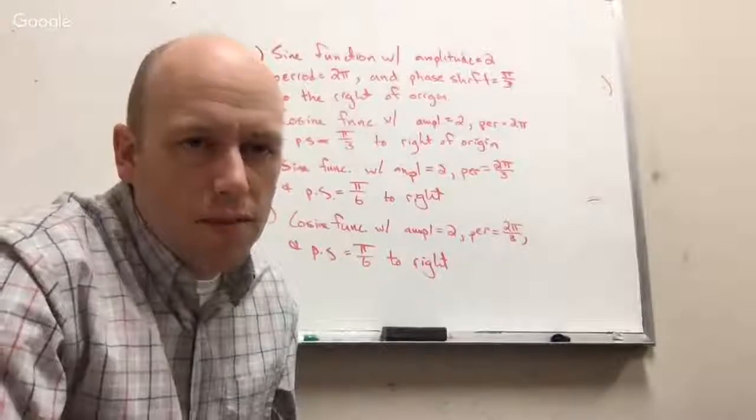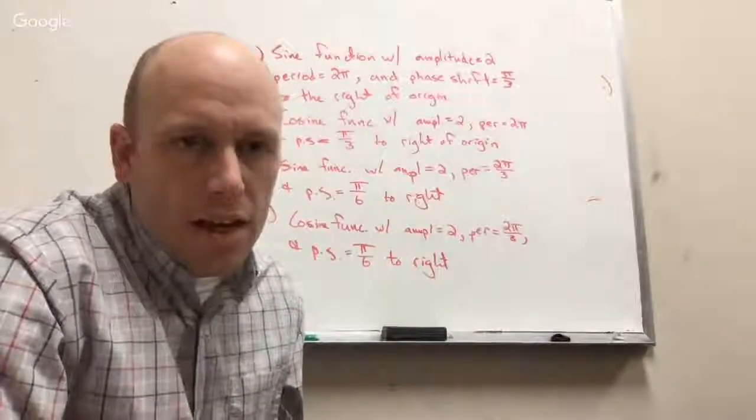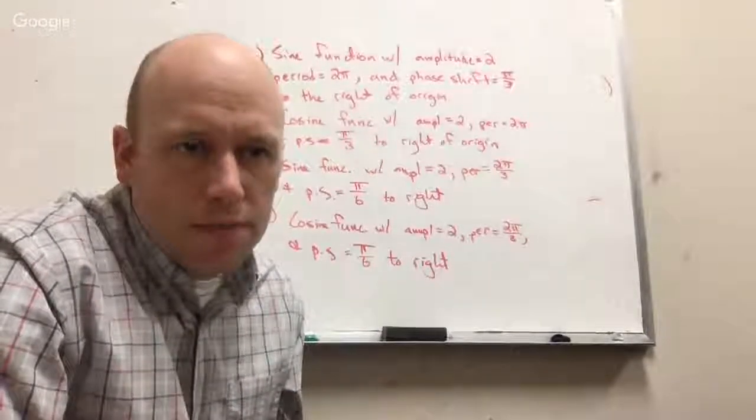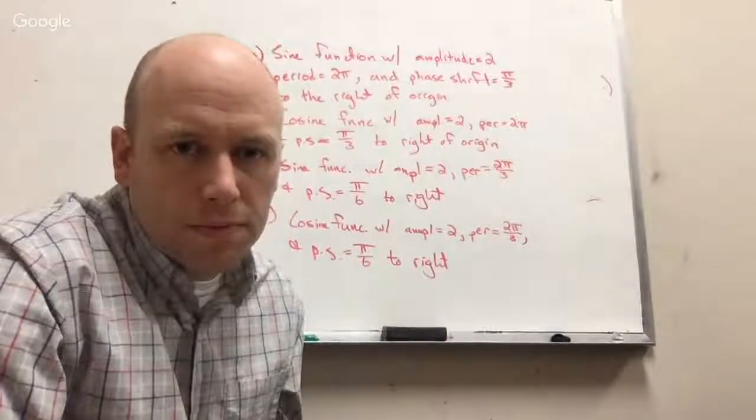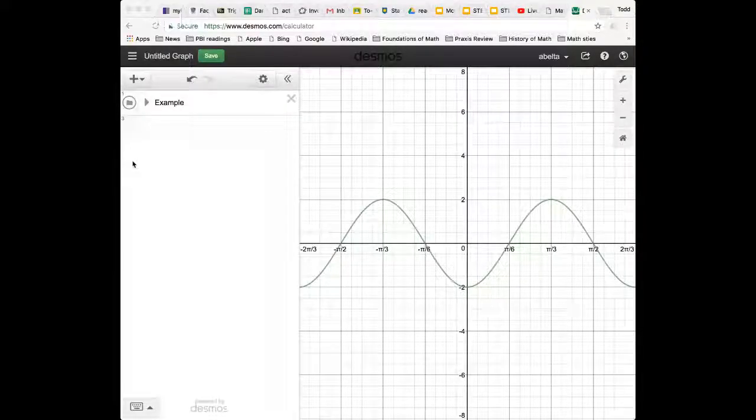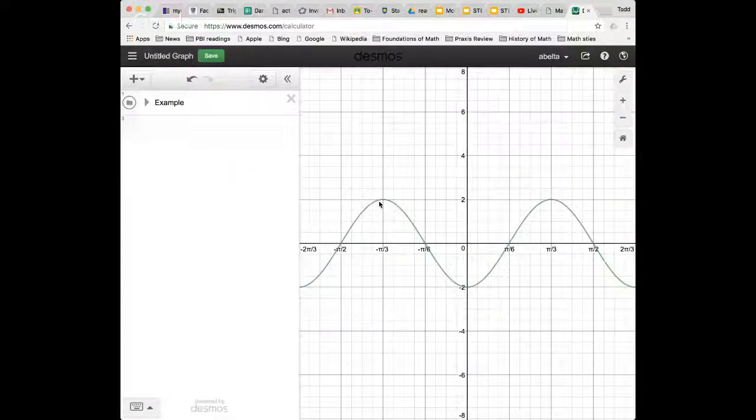So here's what the graph looks like. Let me share my screen. So this is the graph that you see on the sheet. Even without knowing any of this stuff, can you pick off some characteristics of that function? What can you tell me?